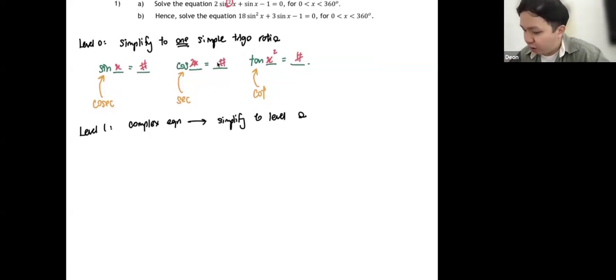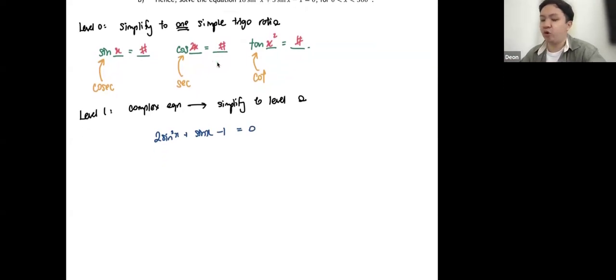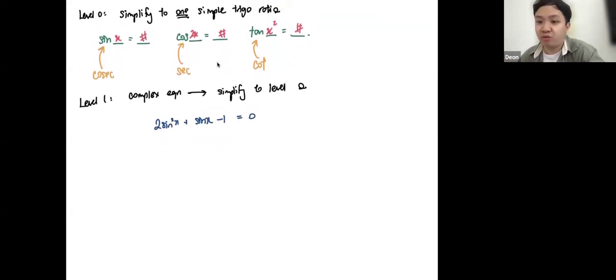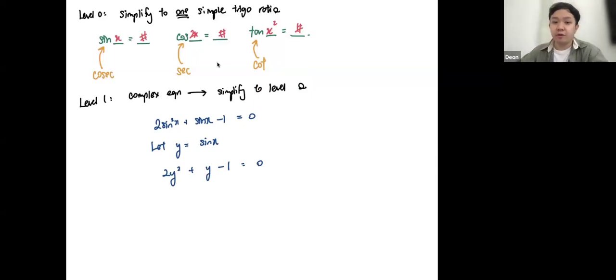So let's look at what our equation is. We have 2 sine squared x plus sine x minus 1 equals to 0. Okay, so we know it's quadratic. I want to do something that's related to quadratic. Okay, so I will simplify this time, to help us to visualize. Okay, so let y equals to sine x. I now have 2y squared plus y minus 1 equals to 0. Okay, this looks like something that's easier to solve.